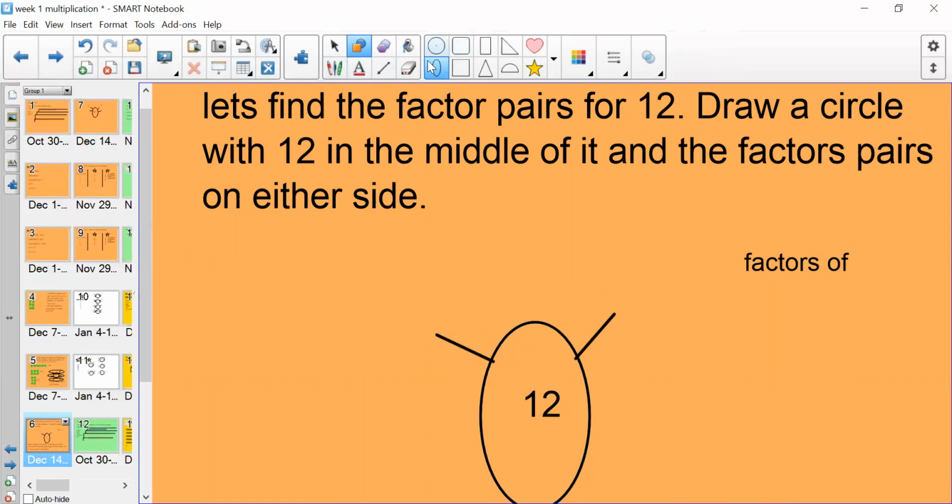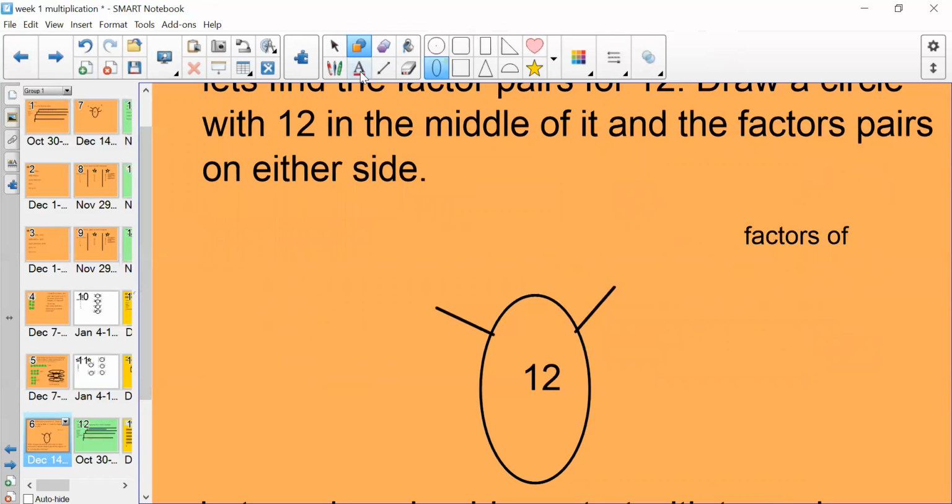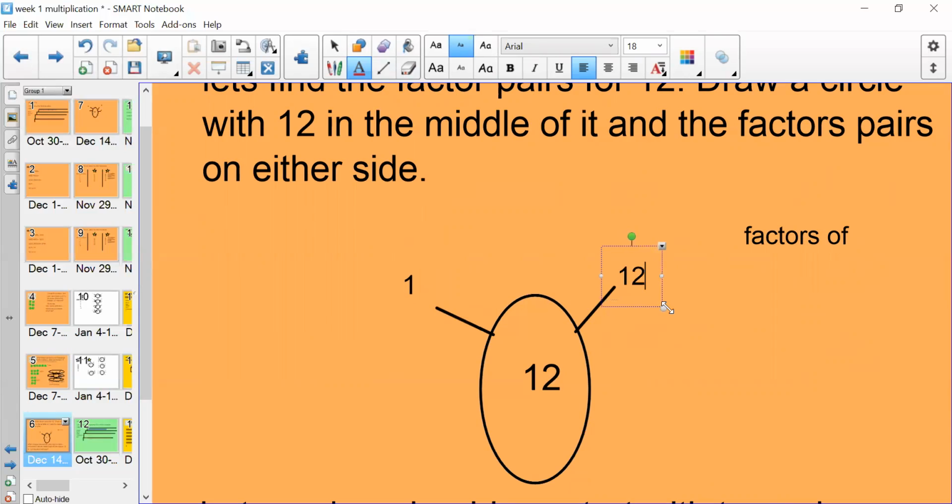So it's always easiest to start with number 1. So the questions that you can ask yourself are 1 times what equals 12, or how many times can 1 be divided into 12? So most of you should know that 1 times 12 is 12. Therefore, 1 and 12 would be a factor pair of 12.